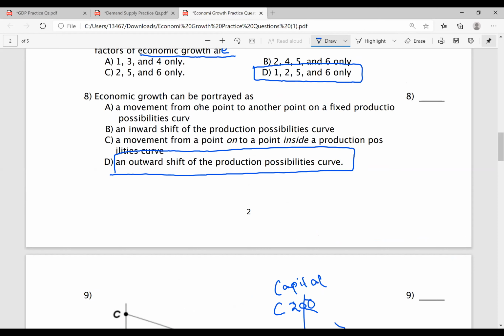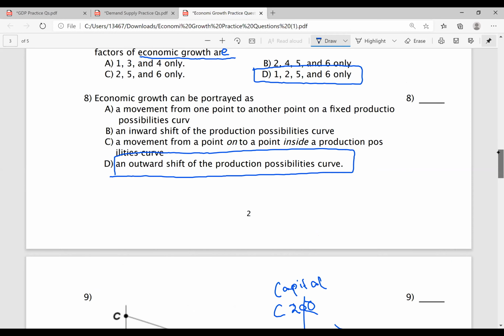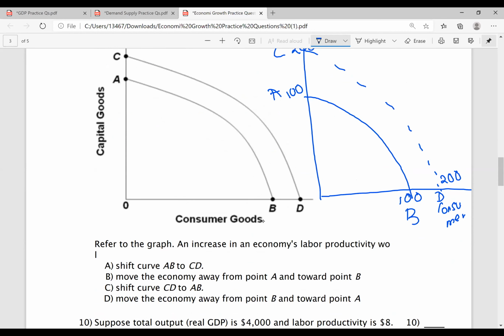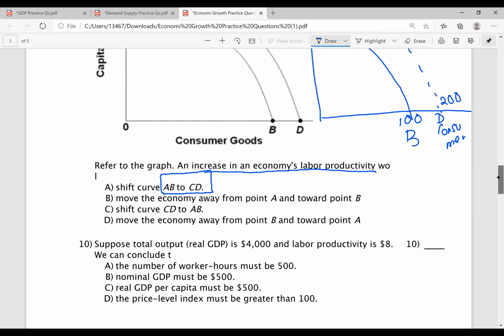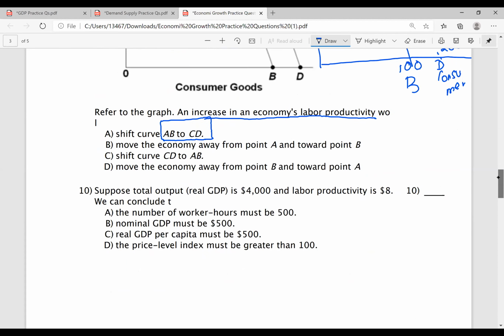Economic growth can be portrayed as an outward shift of the production possibility curve. Okay, an increase in labor productivity would shift the production possibility curve from AB to CD.